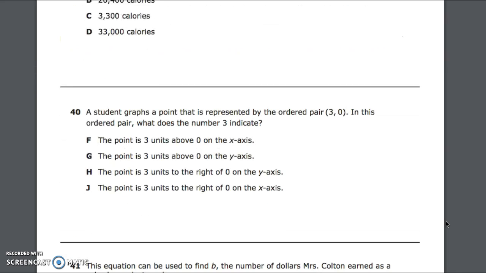Number 40. A student graphs a point that is represented by the ordered pair 3, 0. In this ordered pair, what does the number 3 indicate? F, the point is 3 units above 0 on the x-axis. G, the point is 3 units above 0 on the y-axis. H, the point is 3 units to the right of 0 on the y-axis. Or J, the point is 3 units to the right of 0 on the x-axis.